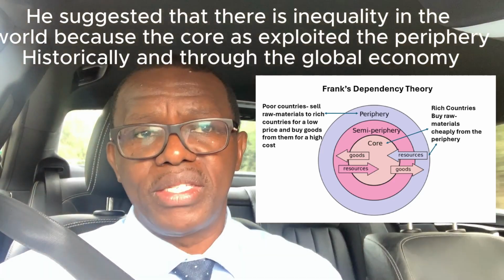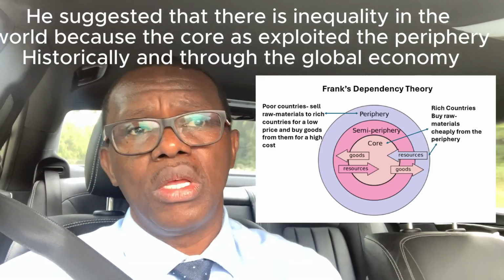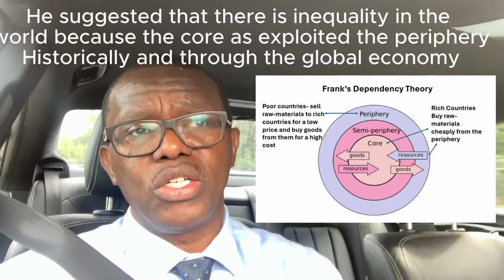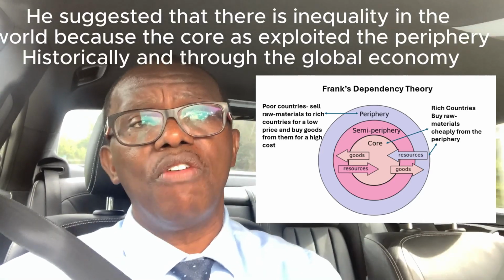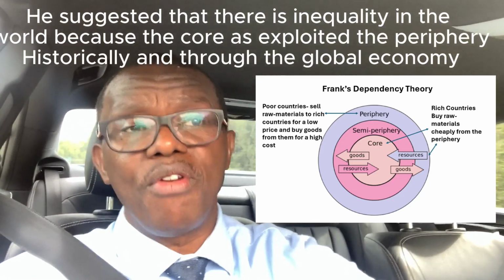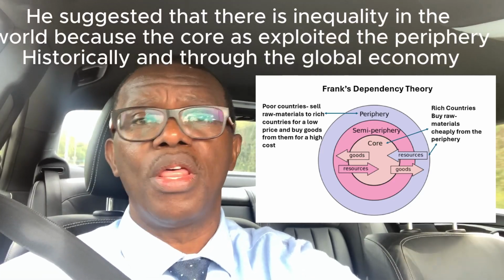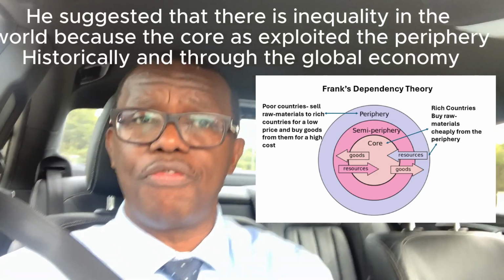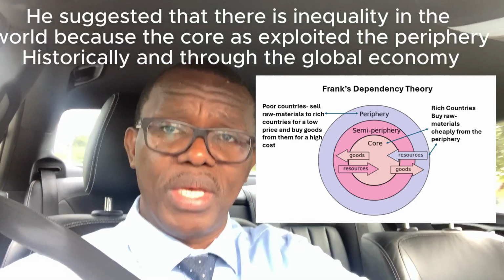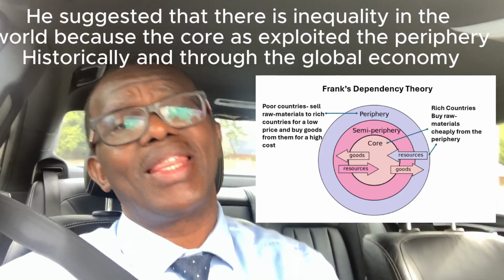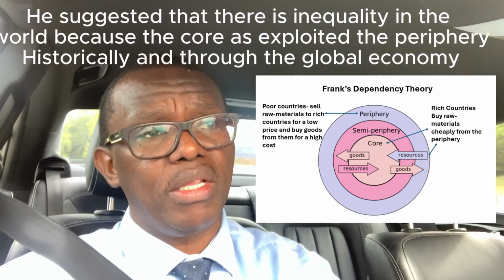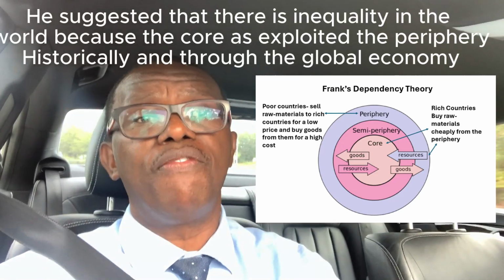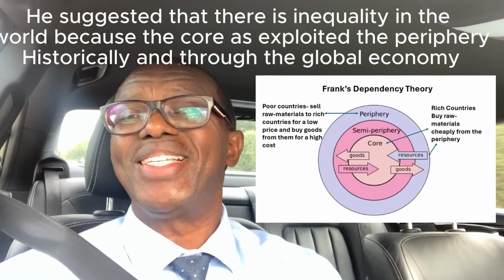Now, let's give an example so that it's a little clearer. If, for example, the core country is buying coffee beans from a periphery country, a poor country. The poor country is growing coffee and producing coffee beans, and they are then going to sell those coffee beans to a rich country, or a core country, say for 20 cents.